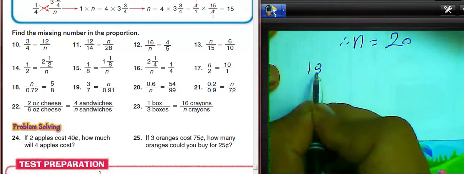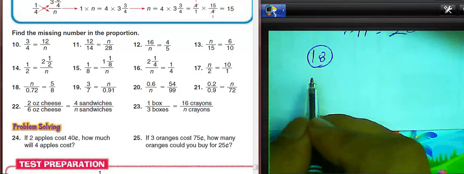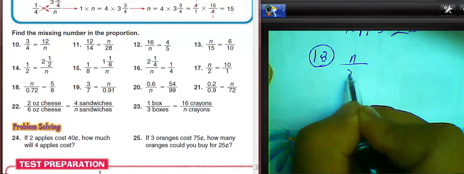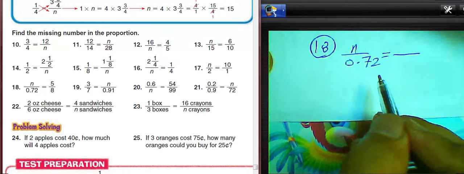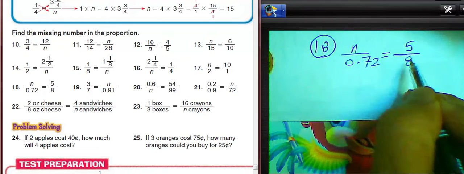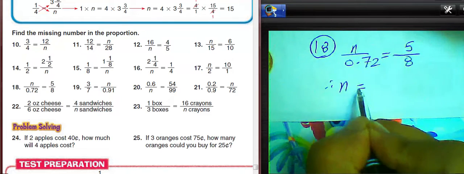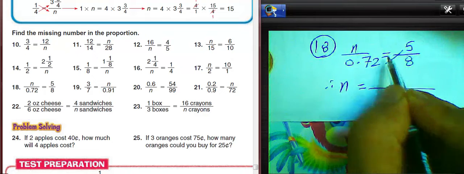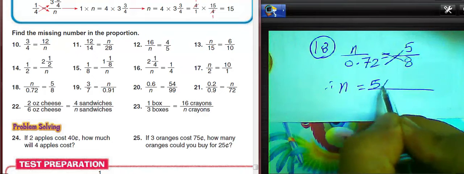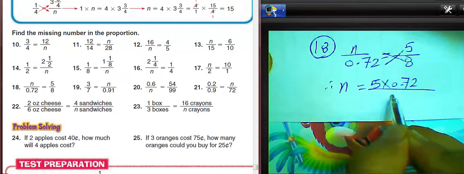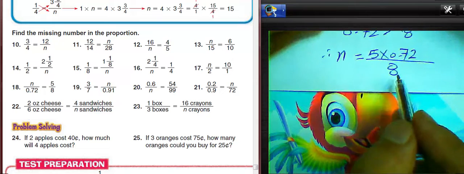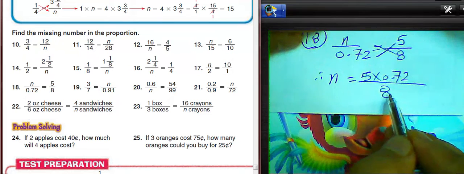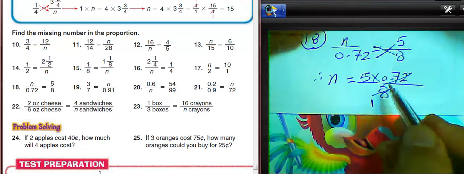Question 18. n over 0.72 equal 5 over 8, then equal what? Equal 5 multiplied by 0.72 over 8. We can simplify it. How? We know 72 divided by 8 equal 9. 8 divided by 8 equal 1.